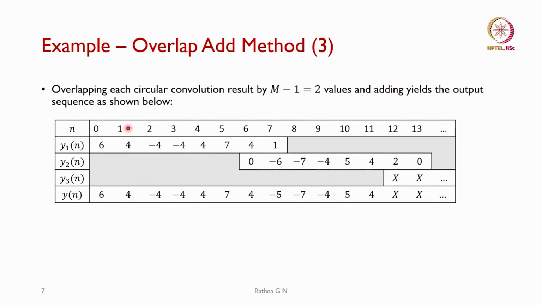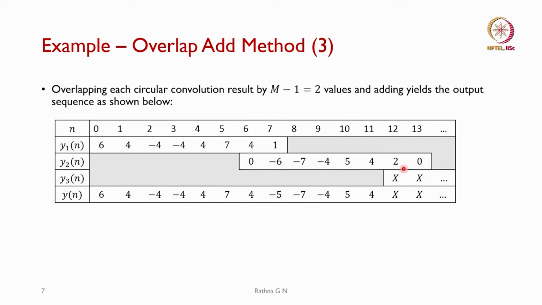below. So, this is my y1 of n, and next y2 of n is going to be aligned with these two. That is what it says, two values have to be overlapped from y2 of n, and then we have to add these two. And then our y3 of n, because we only have 2 and then 0, and later on it is not defined. So, we will be calling it as xx.